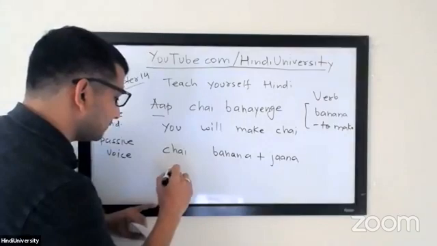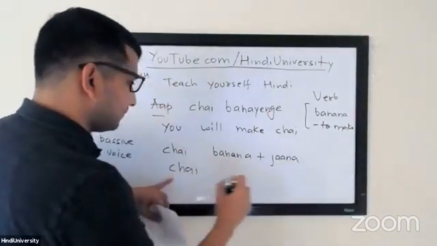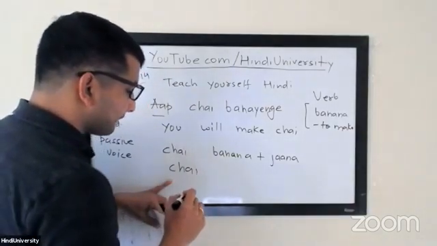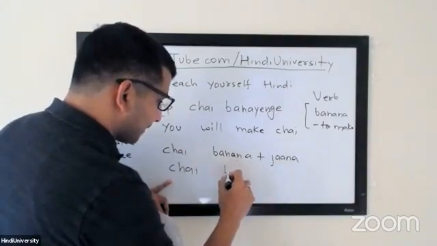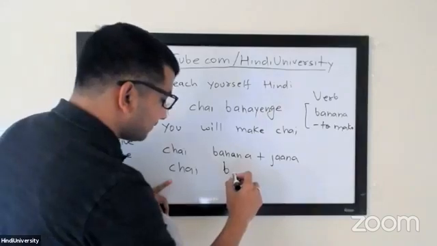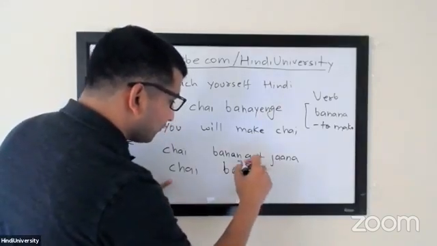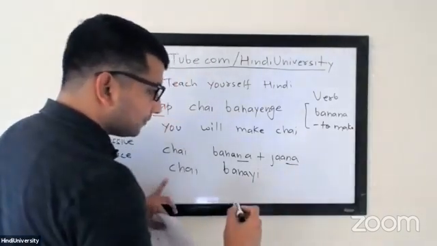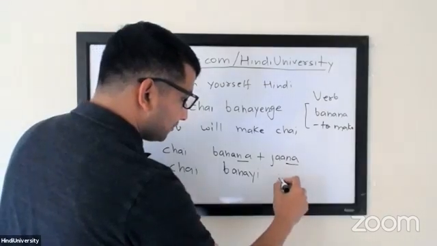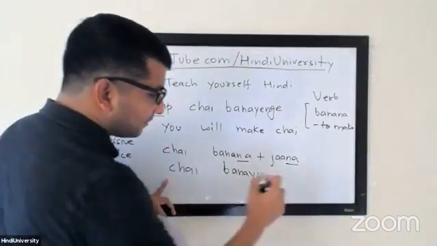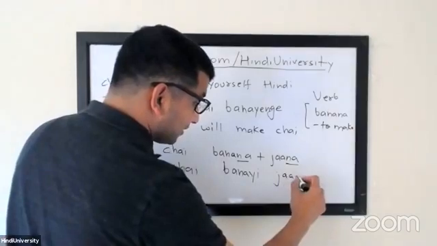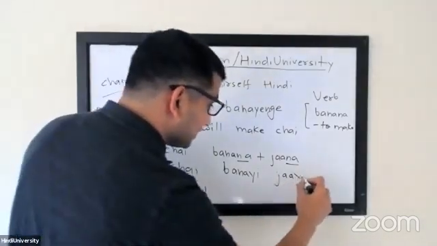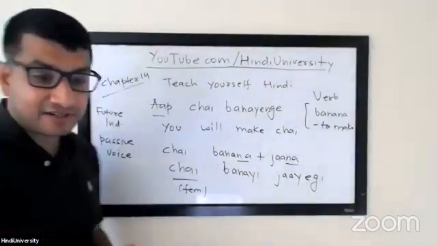And in the future, jana will become jaenge. Great. So what will you look at? We look at banana and change it to the past tense, banaya. But I believe chai is feminine. Chai is feminine. So banai. Great. So, chai is feminine, so banai, and then to express the future passive, will be prepared, jana becomes jaenge. Because chai is feminine, it will be jaegi. जाएगी. Right? चाय बनाई जाएगी. Great. I'm really happy. Thank you.